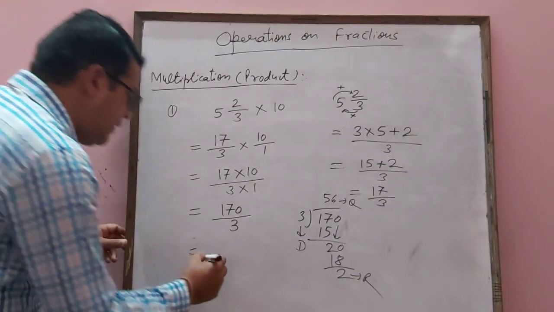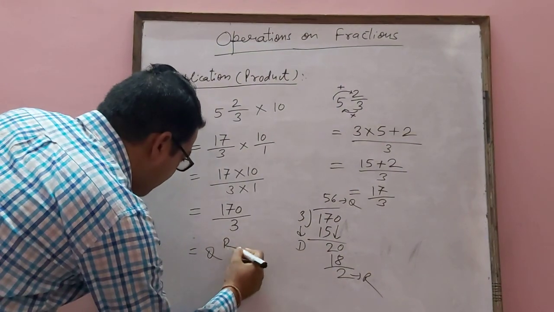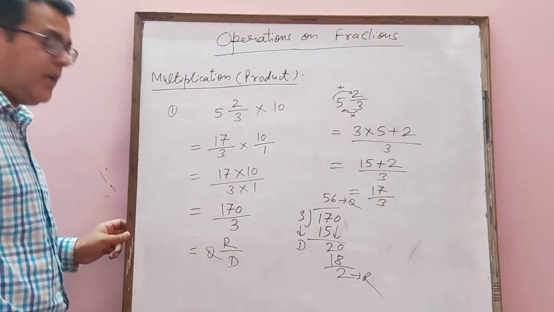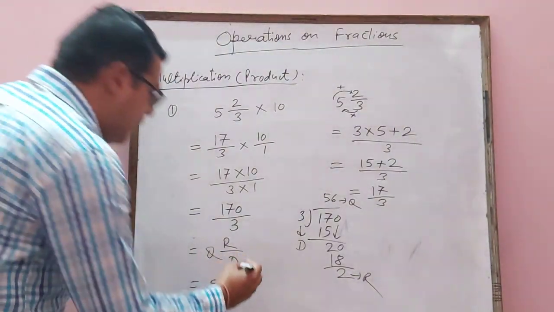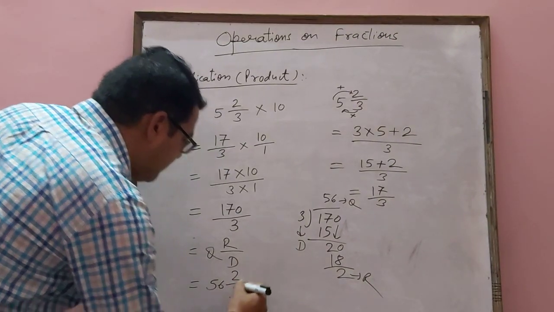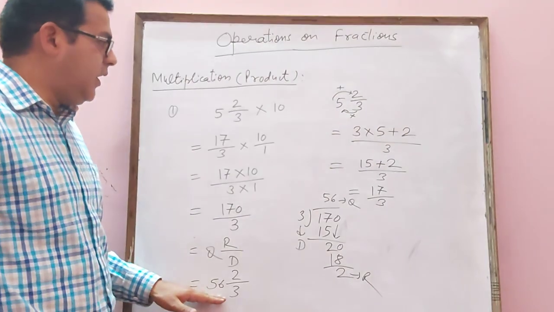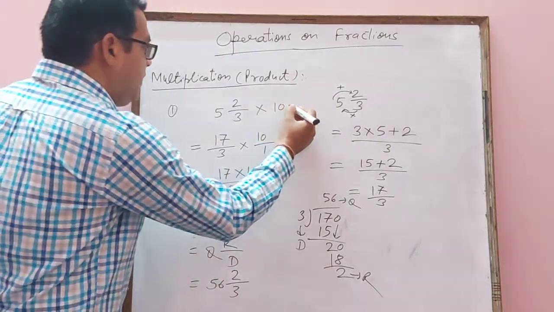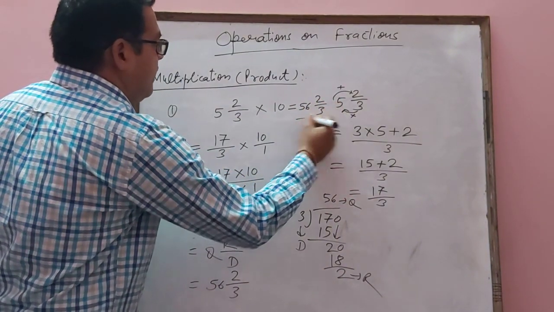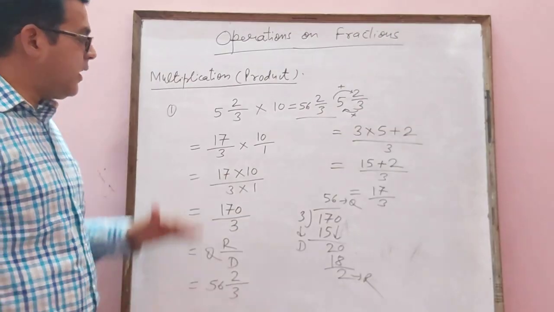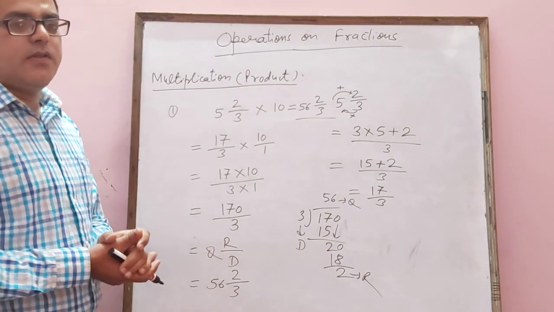So what does the rule say? The quotient we take as the whole, then the remainder, then the divisor. So the quotient is 56, the remainder is 2 and the divisor is 3. So 56 whole 2 by 3 is the product of these two fractions. Hope you understand, guys. So we can multiply fractions like this, right?